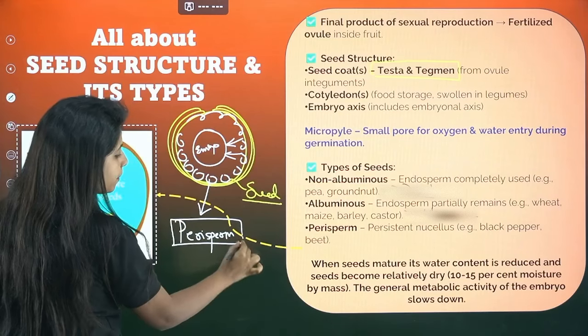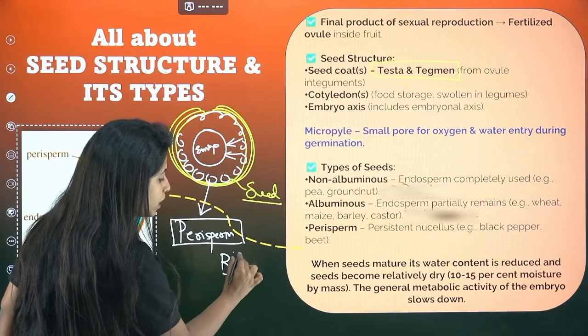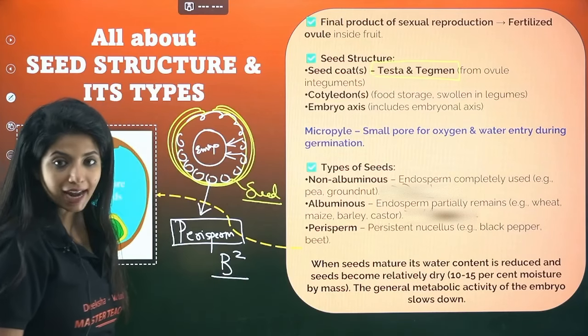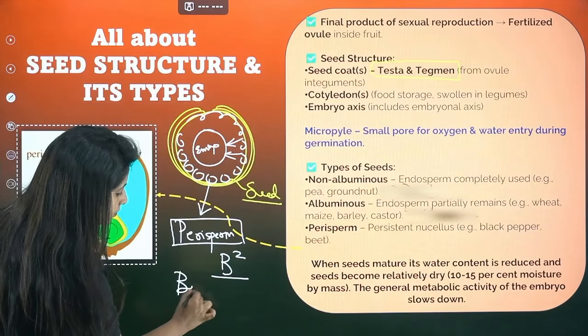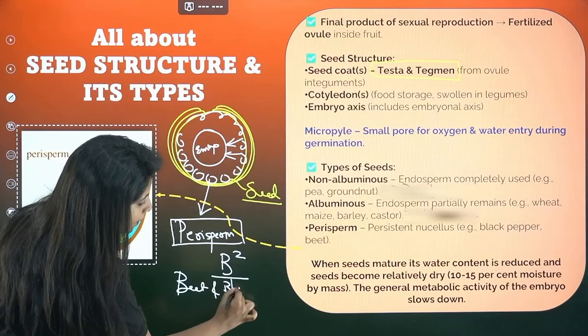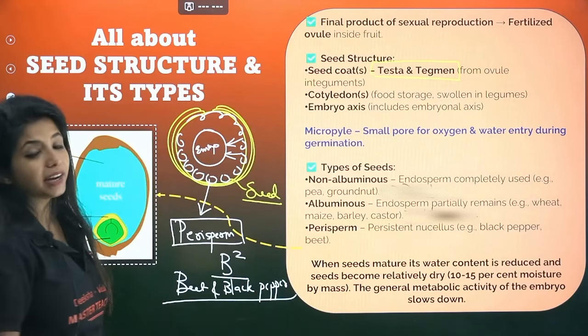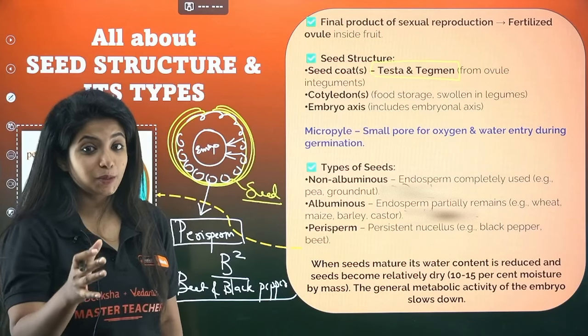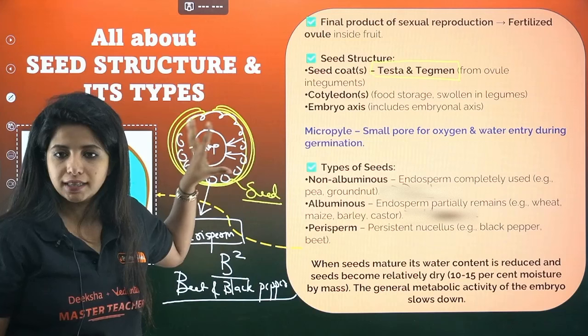What do you call this? Perisperm. And perisperm is found in B square. B square means beet and black pepper. In these two things, you are going to find persistent perisperm. This is found inside the ovule, where you have the nucellus still there.